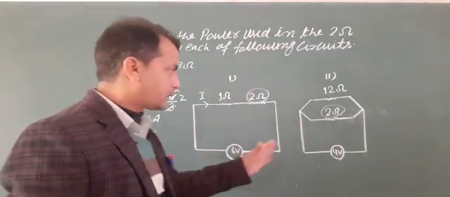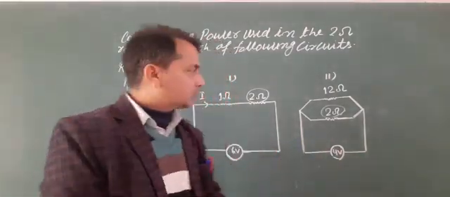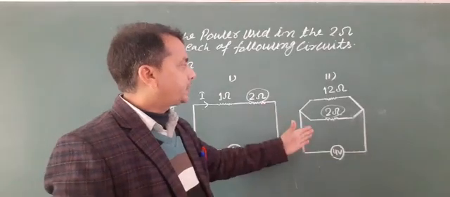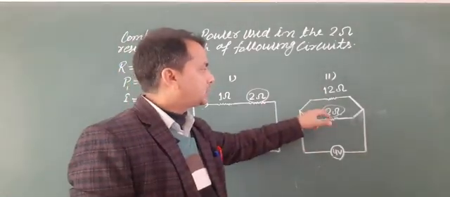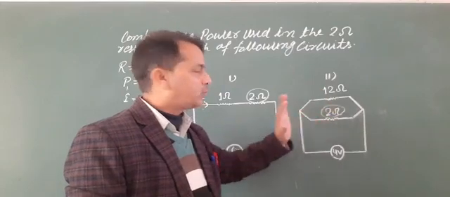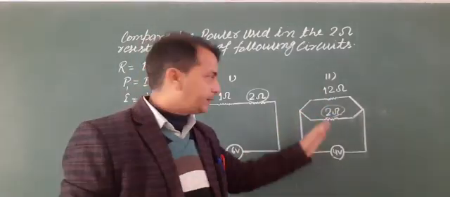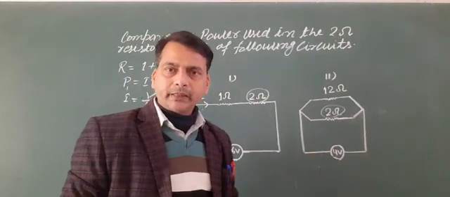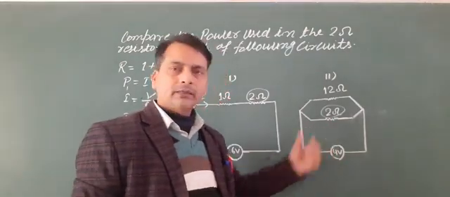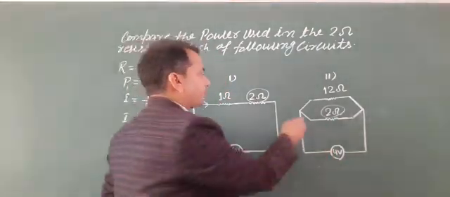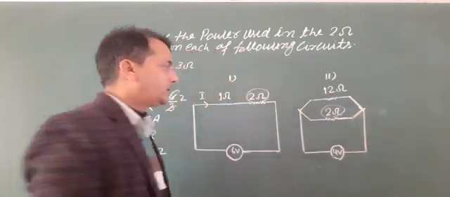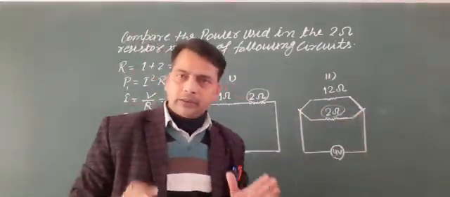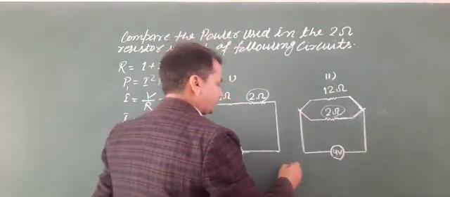Now the next circuit is given here. This circuit is made of 12 ohm and 2 ohm resistors, and the battery used is 4 volt. So first, what is the power? Suppose the power on the 2 ohm resistor is P2.